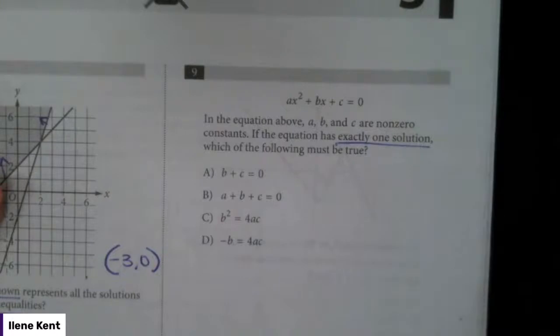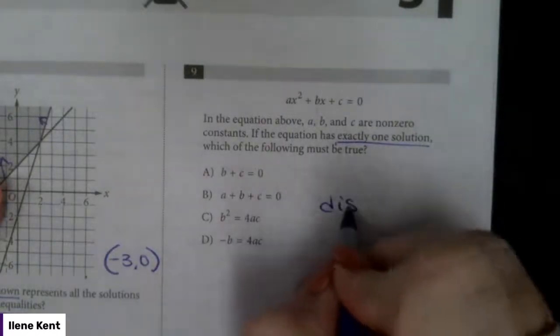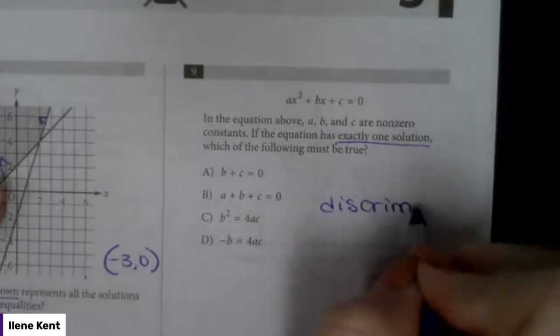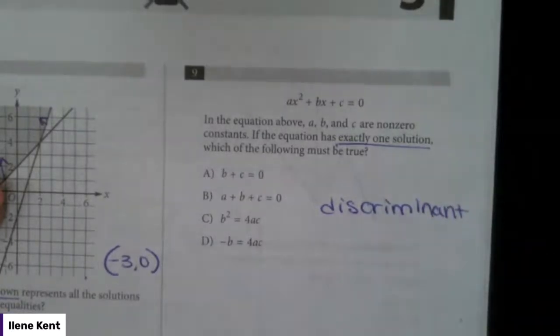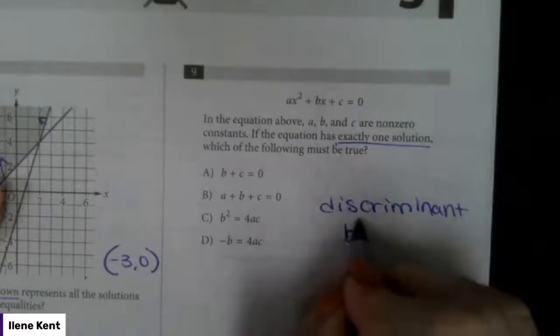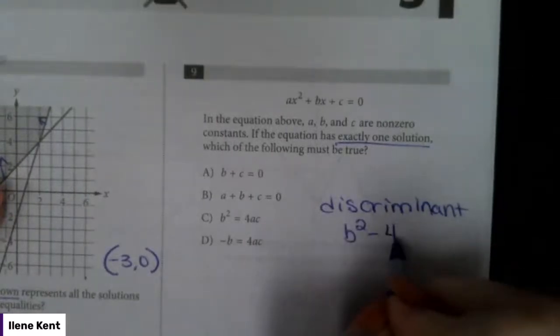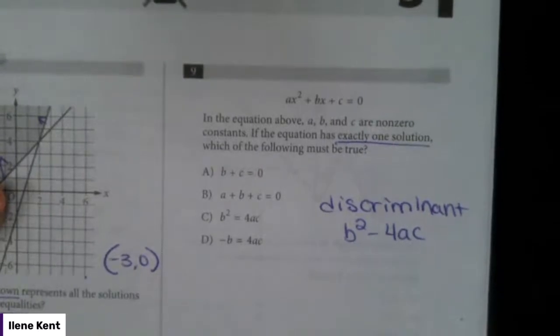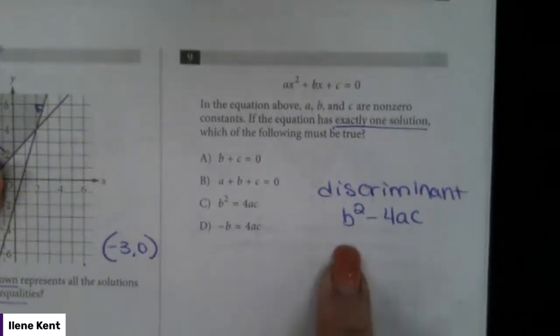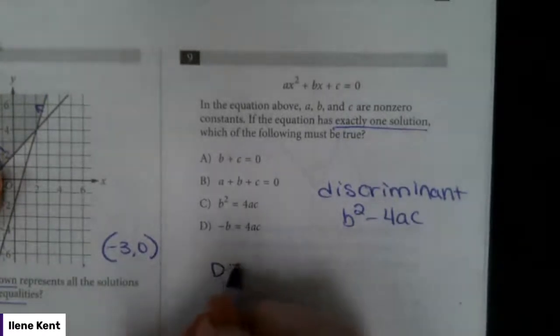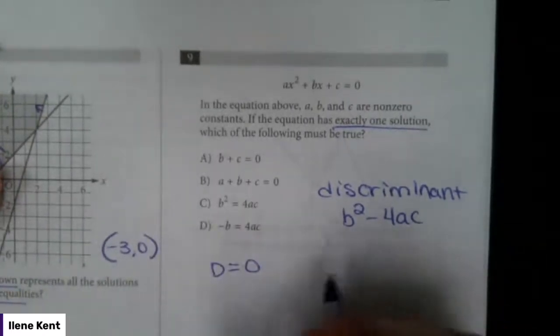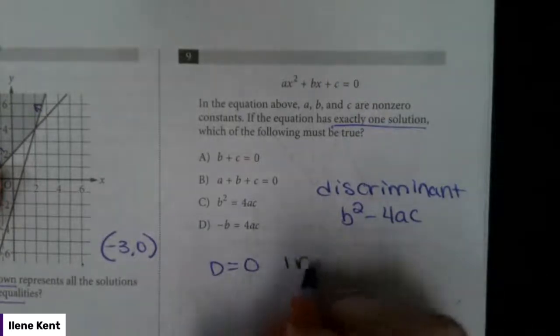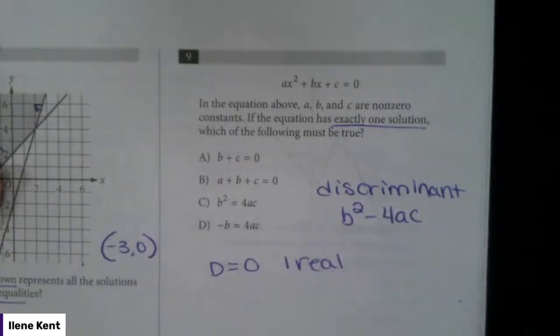Well, to test number of solutions, we use what's called a discriminant. And let's hope I spell this correctly. Yay. And remember, the discriminant is that part that is underneath the radical sign in the quadratic formula. So it's that b squared minus 4ac part. When we're looking at our discriminant, if it is exactly equal to 0, that's when we have one real solution. If it's greater than 0, it's 2 real solutions. If it's less than 0, it's 2 imaginary. We go over that in Algebra 2.